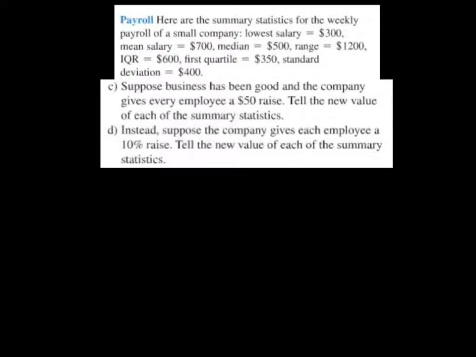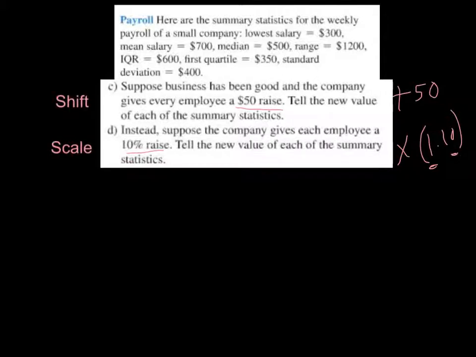C and D have to do with shifting and scaling. Let's see how. Suppose the business has been good and everybody gets a $50 raise. That's just adding 50. Versus instead the company is supposed to give each employee a 10% raise. That's multiplying each by adding 10%. But how do you get it? You're going to multiply by 1.10 to get the new salaries: 100% of your original salary plus the 10%. So one of these is shifting and one of these is scaling. Remember, adding is shifting, multiplying is scaling.